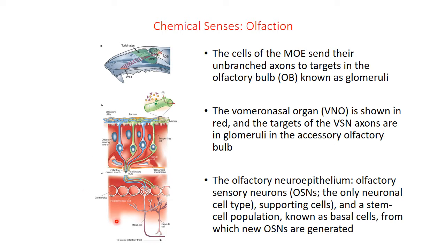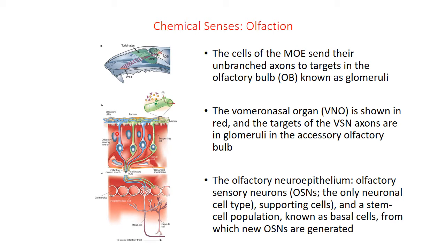Now in this diagram are shown the major cell types found in the main olfactory epithelium. As you can see, the olfactory sensory neurons have a very polarized structure, with cilia at the apical end, a cell body, and a thin distal end that sends the axons to second order neurons.